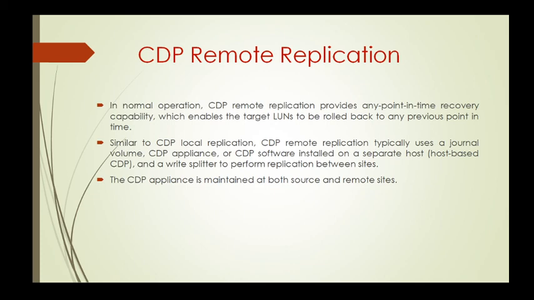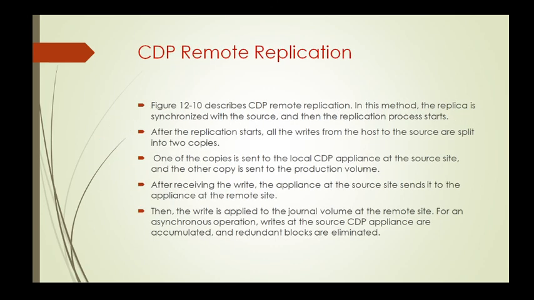The figure describes CDP remote replication. In this method, the replica is synchronized with the source and then the replication process starts. After the replication starts, all the writes from the host to the source are split into two copies. One copy is sent to the local CDP appliance at the source side and the other copy is sent to the production volume. After receiving the write, the appliance at the source site sends it to the appliance at the remote site. Then the write is applied to the journal volume at the remote site.